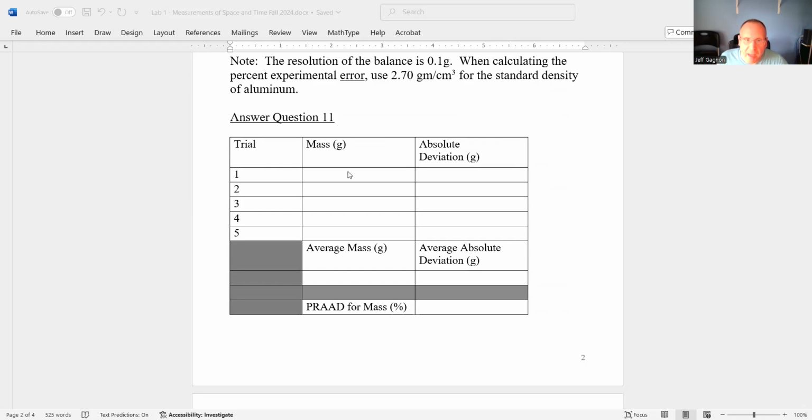So you're going to mass the aluminum cylinder 5 times. Now, since the scale is really accurate, you're probably going to get the same 5 values, all to one decimal place. So obviously that'll be your average. If that's the case, if these were all exactly the same, that means all your absolute deviations will be 0.0.